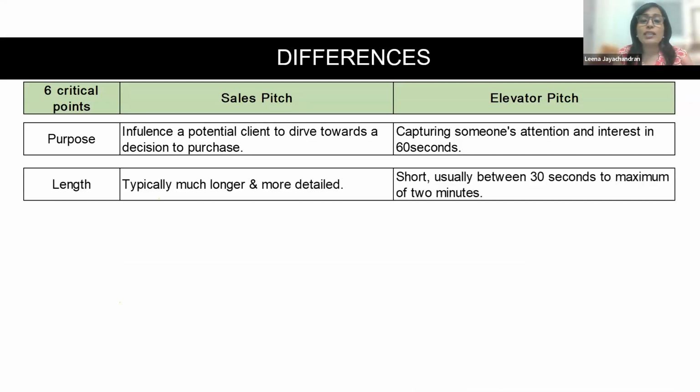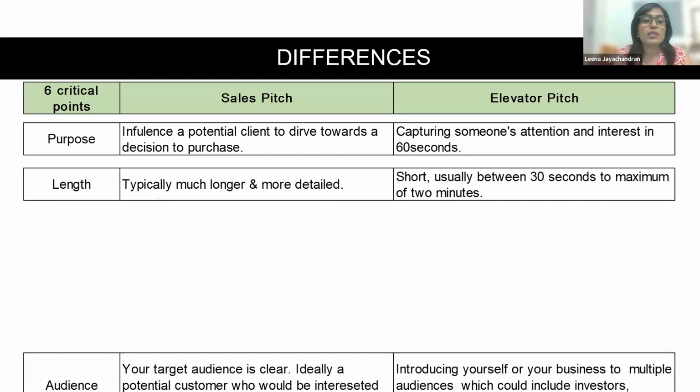What is the length of a sales pitch? It's much longer, more detailed, because you have to explain a lot more. You have to ask more questions. You have to connect to your customers' needs, right? An elevator pitch is short, between 30 seconds and a maximum of 2 minutes. We spoke about that. It opens doors towards a sales pitch.